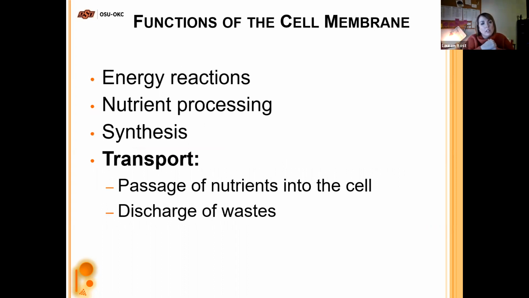So what's going on in the cell membrane? What does it do? Well, it contains everything, obviously, but it's also important in energy reactions. A lot of that goes on within that inner cell membrane. It's involved in nutrient processing as well. Remember, they don't have organelles that are going to take care of this. They don't have parts inside of them that take care of this. They have to do all of it within just the inside of their cell. So synthesis of anything is going to be going on a lot of times on the inside of that membrane, and then transport, of course, in and out of the cell.